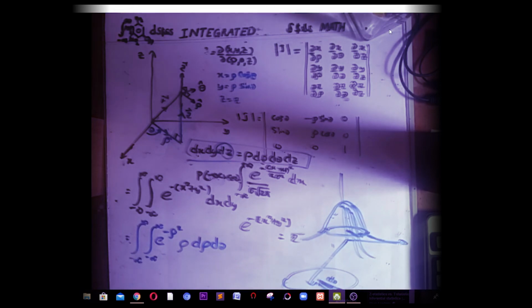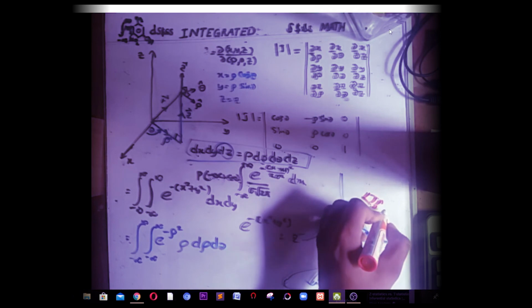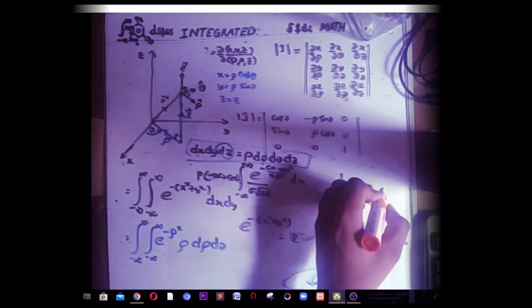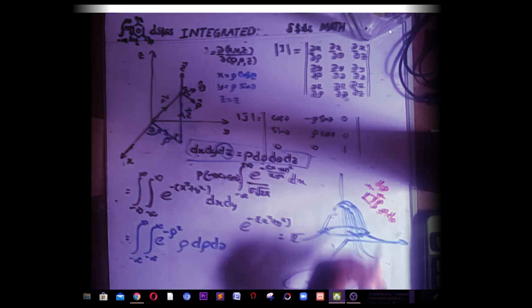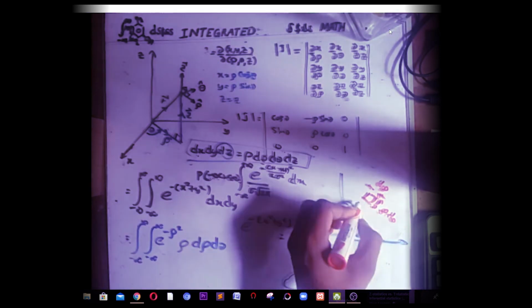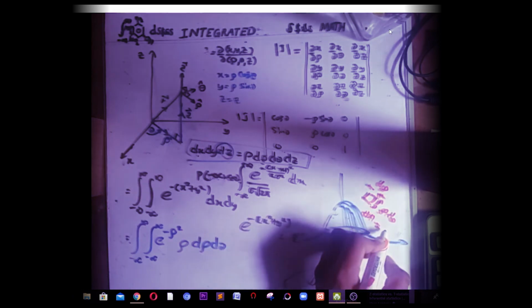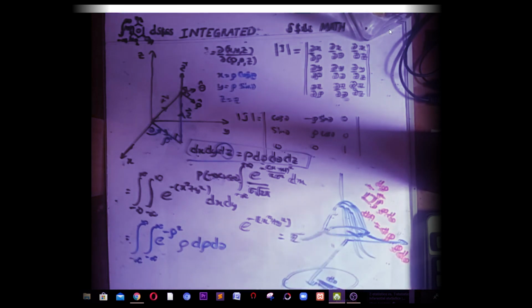Oh my god, you would not be able to see. I'm sorry. I have to make a clearer one, because we are working with a very small percentage. I'm very sorry about that. This guy is dA, a very tiny area. So this can be written as d rho times d theta. You will see how the rho comes.